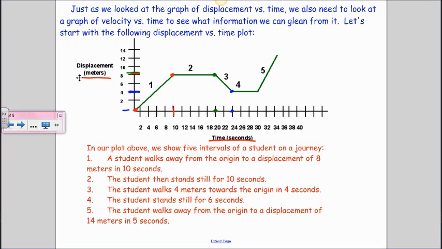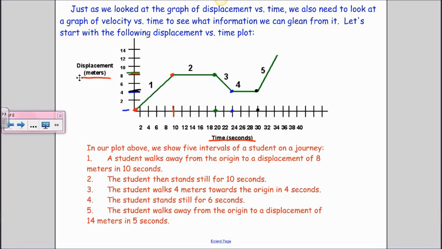Part number 4, the student stands still again for 6 seconds. Remember, standing still means there's no change in displacement, but time continues to move for 6 seconds. And finally, the student walks away from the origin to a displacement of 14 meters in 5 seconds. Here, 14 meters is the total displacement. It's not where you start plus 14, it's the total.